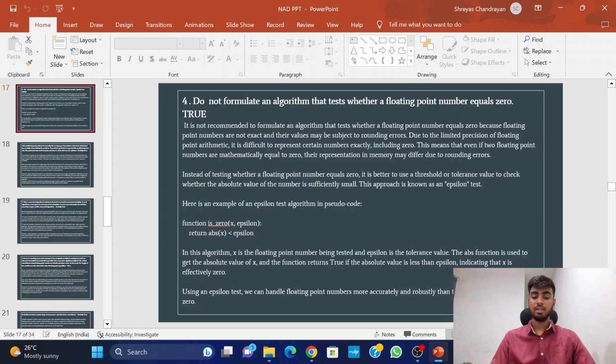Here is an example of Epsilon test algorithm in pseudocode. Function is0(x, epsilon) returns abs(x) < epsilon. In this algorithm, x is a floating point number being tested and epsilon is the tolerance value. The abs function is used to get the absolute value of x and the function returns true if the absolute value is less than epsilon, indicating that x is effectively 0. Using an epsilon test, we can handle floating point numbers more accurately and robustly than testing for exact equality to 0.